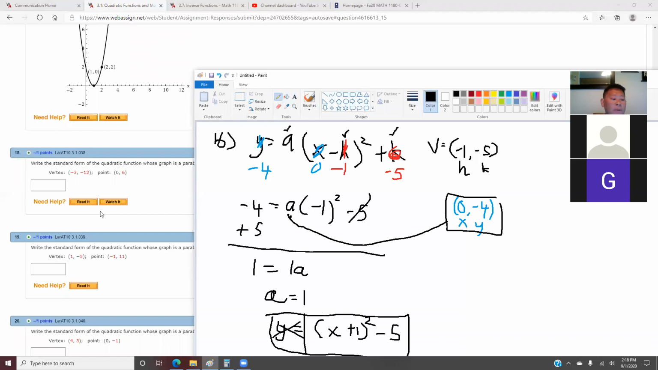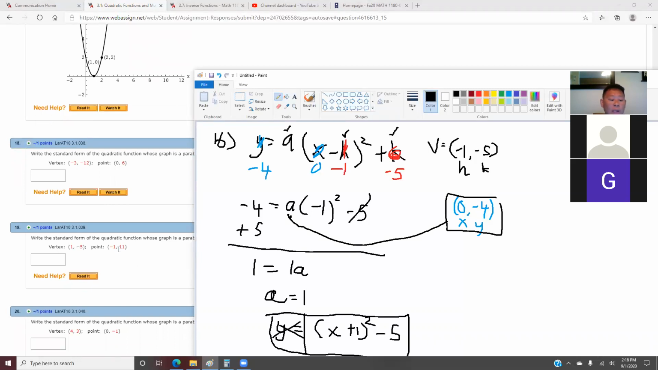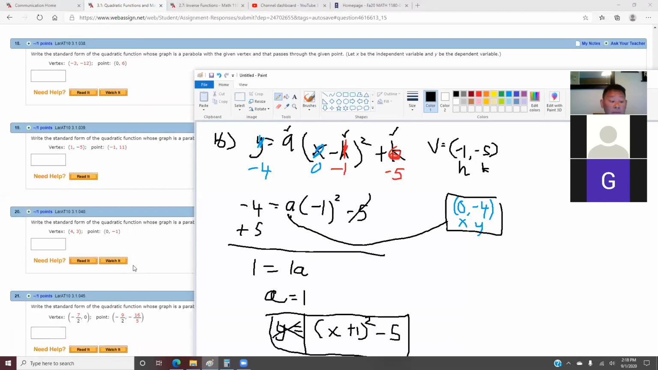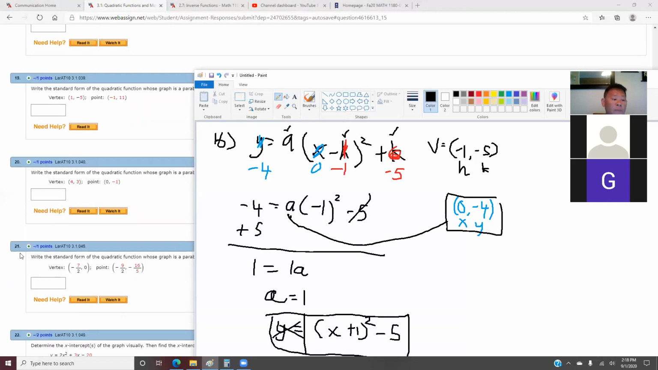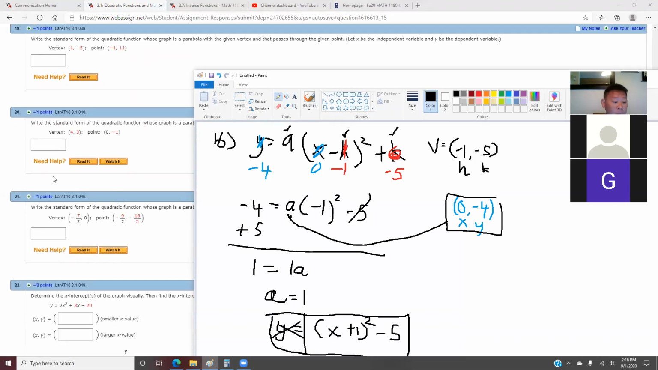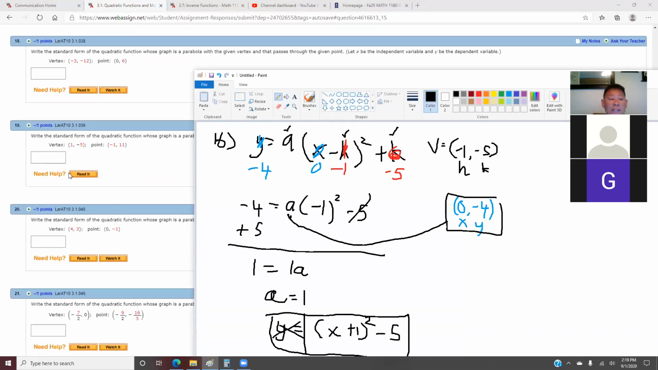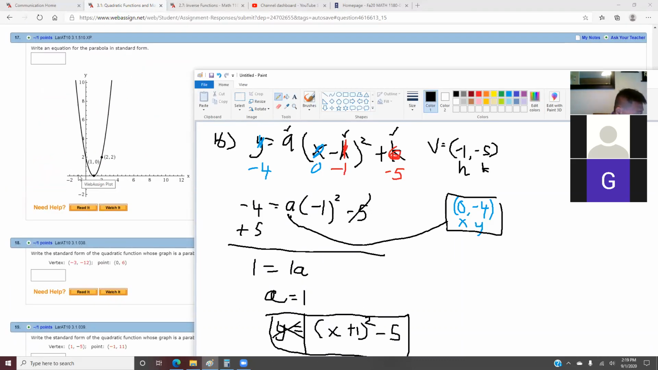Same thing happens here. They always give you a vertex and an extra point, and that point is to find A. So this worked from 16 to 21, the way that I showed to you. Anyone have any questions here on this section 3.1?